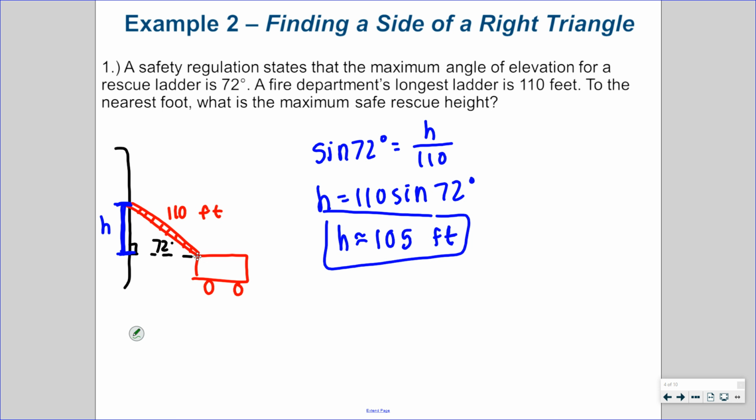I know, right? That's kind of what I was thinking. I was like, oh, I probably should round down. We don't want to overestimate our maximum safe rescue height. Okay, step it up a notch.